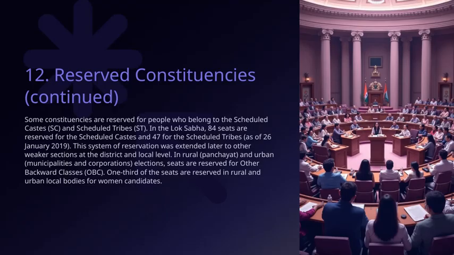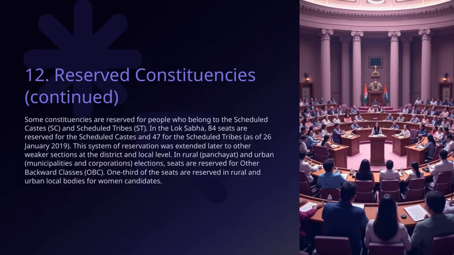Now, let's look at some more details about reserved constituencies, which is a key part of ensuring fair representation. Some constituencies are specifically reserved for people from the scheduled castes and scheduled tribes. In the Lok Sabha, the lower house of parliament, there are 84 seats reserved for scheduled castes and 47 for scheduled tribes, based on data as of January 26, 2019. This reservation system was introduced to give these historically marginalized groups a fair chance to participate in the electoral process.